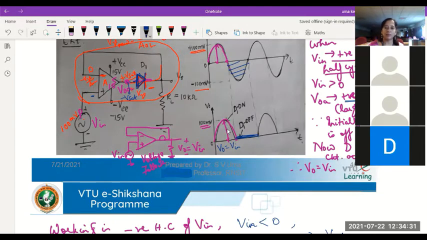Both are equal because this circuit will divide the cut-in voltage of the diode by the open loop gain.